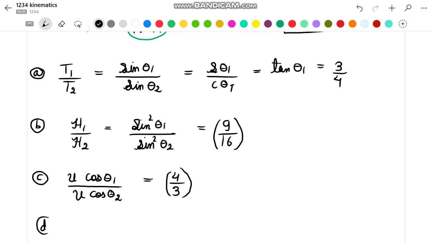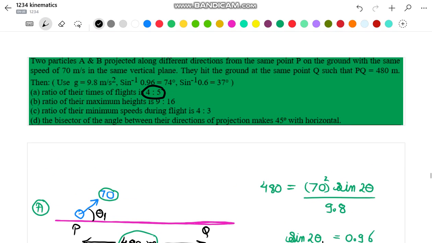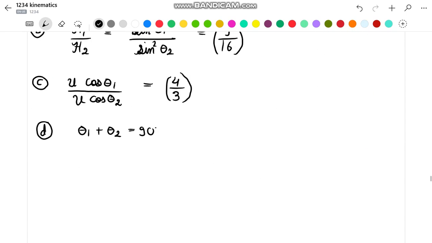Now as for option D, we have already mentioned that the value of theta 1 plus theta 2 is equal to 90 degrees, and we have to find the bisector of the angle between them. So we can clearly say that the bisector of the angle between them will be equal to the value of theta 1 plus theta 2 by 2, that is 45 degrees. So this is our desired result.